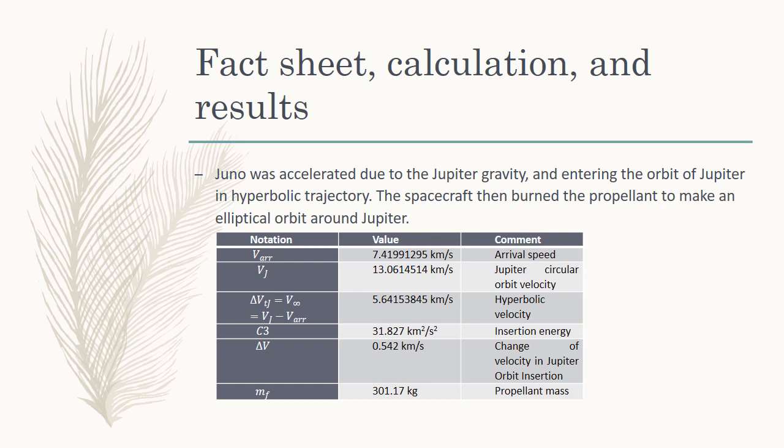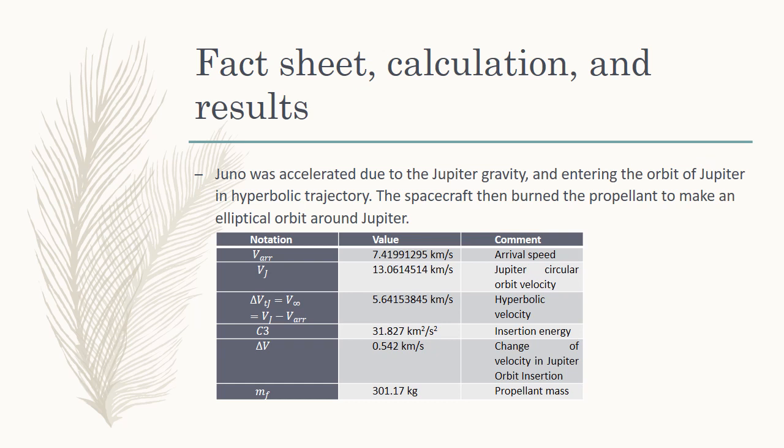And then at the arrival at Jupiter, Juno was accelerated due to Jupiter's gravity, and then entered the orbit of Jupiter in a hyperbolic trajectory. The spacecraft then burned some propellant to make an elliptical orbit around Jupiter.